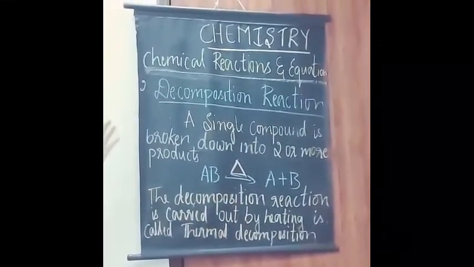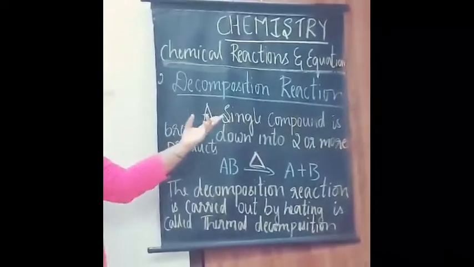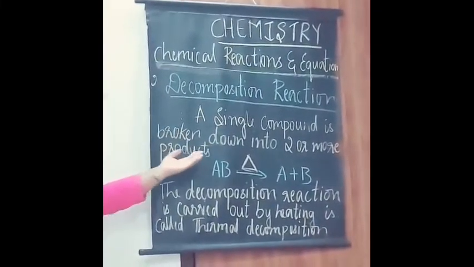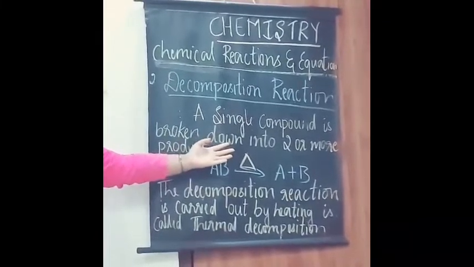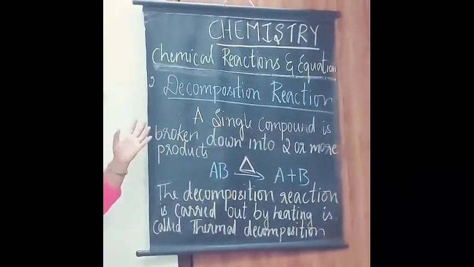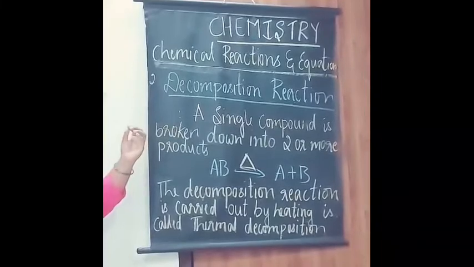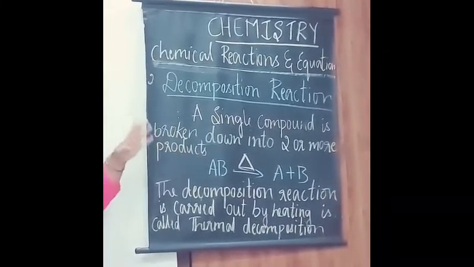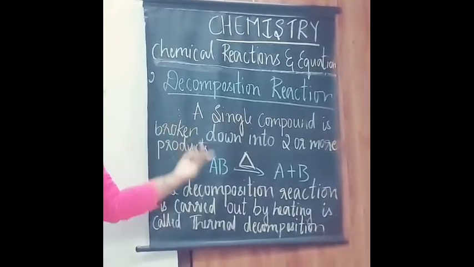How does a single reactant split into two or more products? Here the supportive factor is heat. When the reactant is exposed to sunlight or when we heat that reactant, we'll get two or three products.